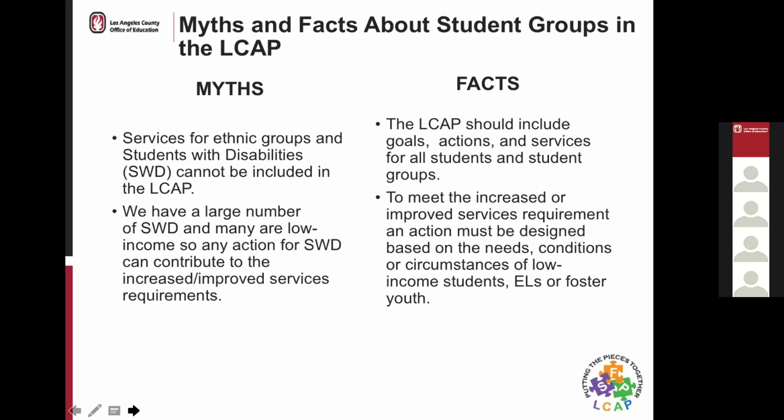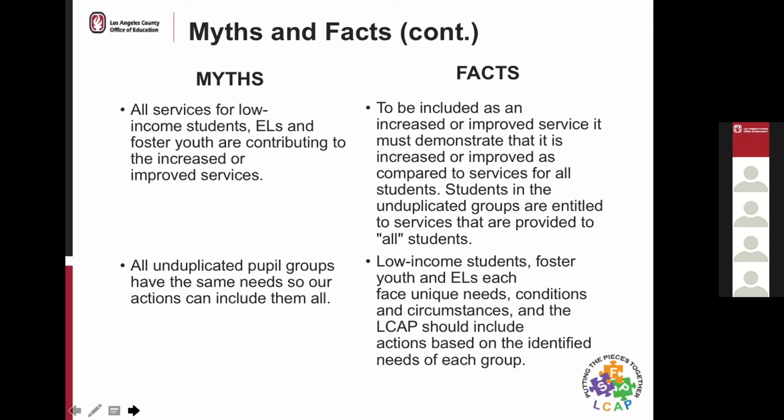Some other myths, just a couple others, are that all services for low-income students, ELs, and foster youth are contributing to the increased or improved services requirement. Again, that's not accurate. To be included as an increased or improved service, the service has to demonstrate that it's increased or improved compared to services for all students. And we need to remember that low-income children, English learners, and foster youth are included in the all student group.